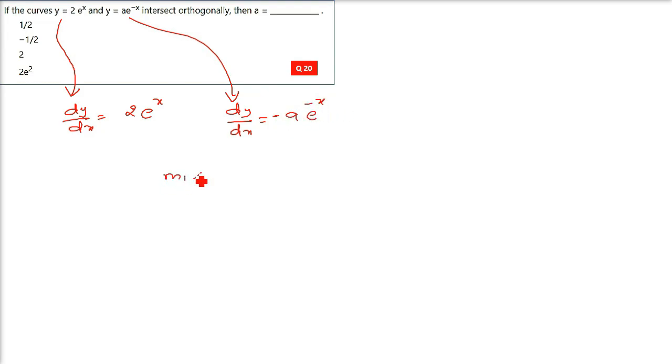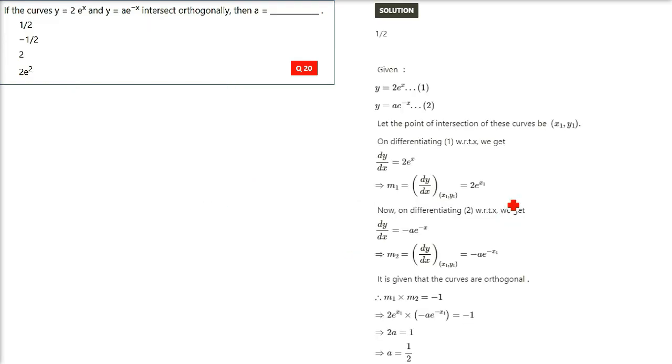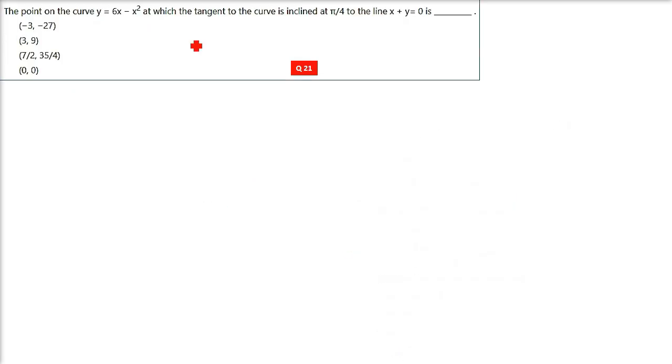As I said, the orthogonality or perpendicular condition of two lines, with angle pi by 2, 90 degrees, is m1 m2 equals -1. So multiply these two: 2 e raised x multiplied by minus a e raised minus x is equal to -1. This gets cancelled because e raised minus x is nothing but 1 by e raised x. So you cancel this minus, and a will be equal to 1 by 2. A is half.